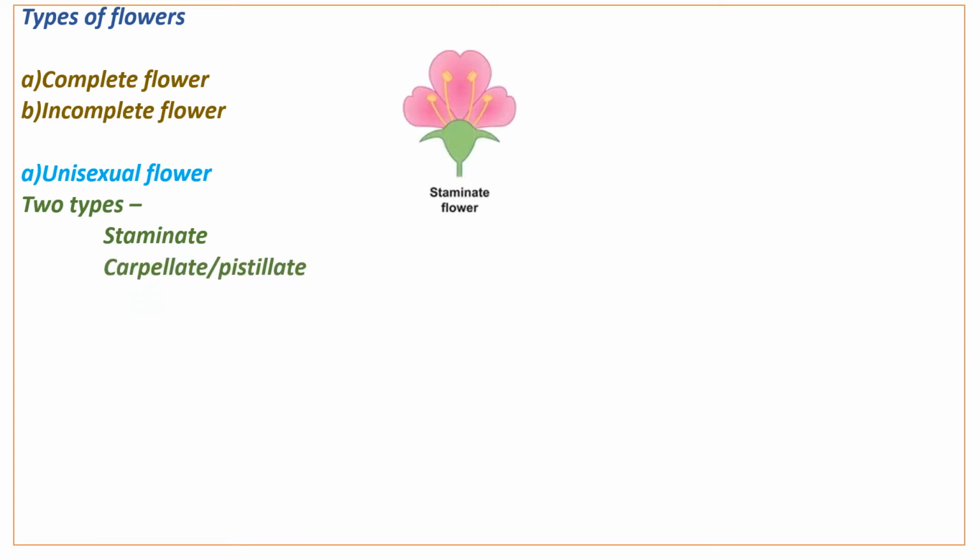The first type is unisexual flower, in which the androecium and gynoecium are present in different flowers. It is of two types. The staminate flower has only androecium in it. This is the staminate flower. The carpellate flower, which is also called pistillate flower, has only gynoecium in it. This is the pistillate flower.